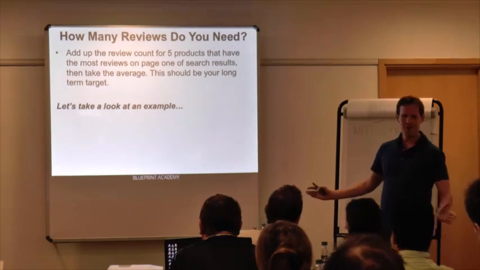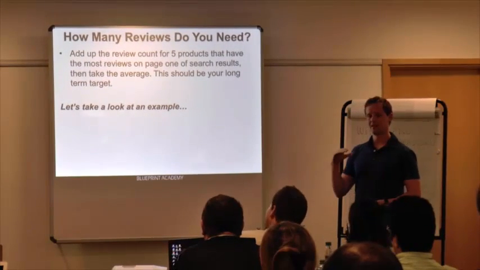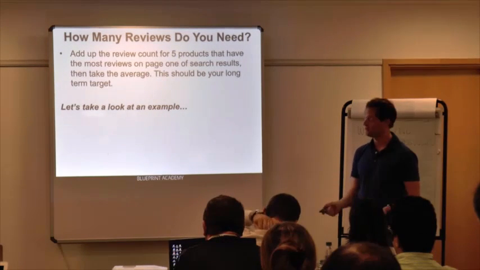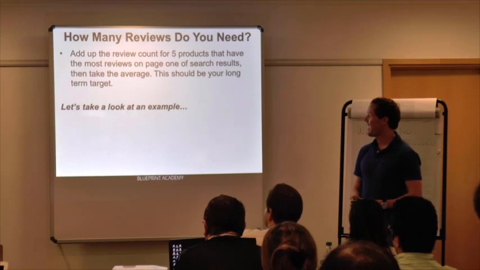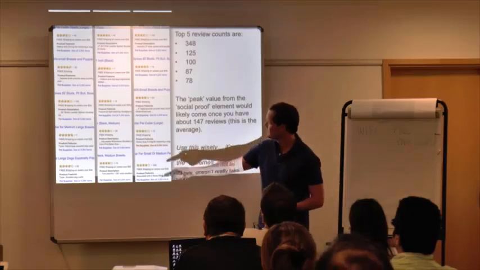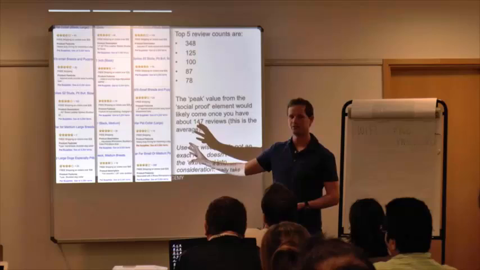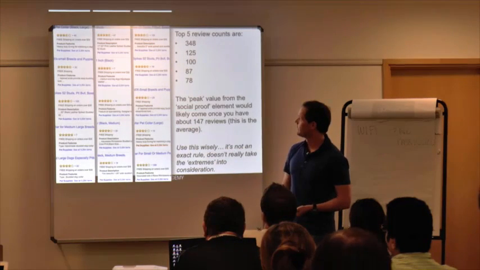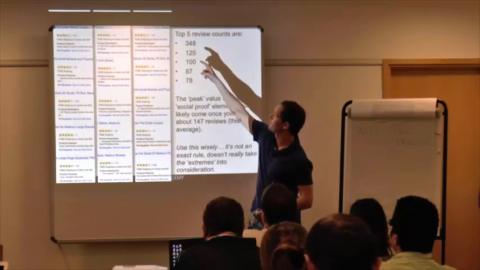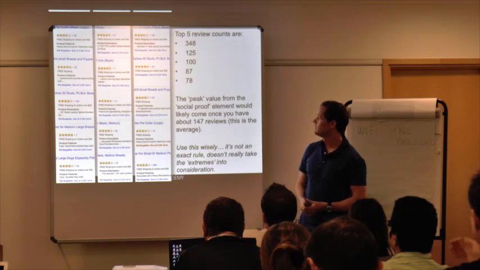Moving on. So how many reviews do you actually need? One way to look at it is to add up the number of reviews that the top 5 selling products for your search term, studded dog collars, have, and then take an average. So here, these are all the products that appear on the first page for studded dog collar, and the 5 products that have the most reviews. These are the number of reviews that they've got: 348, 125, 100, 87, 78.